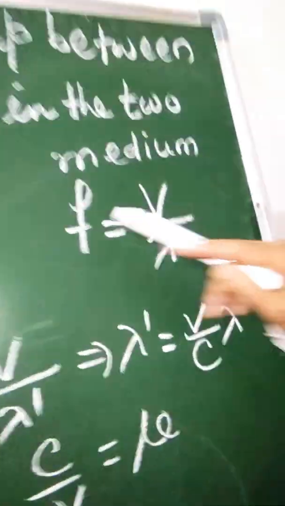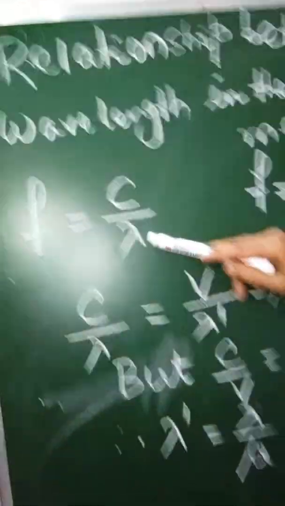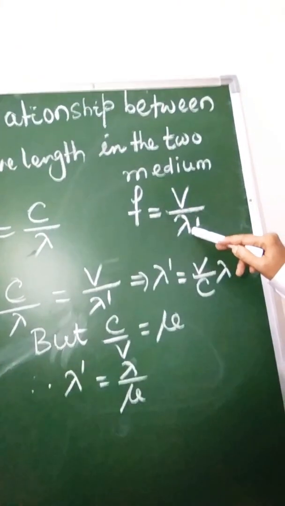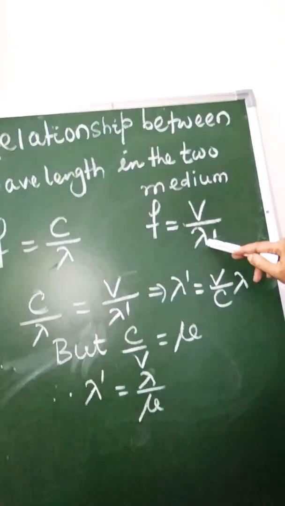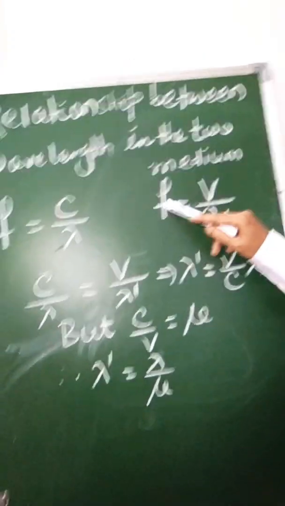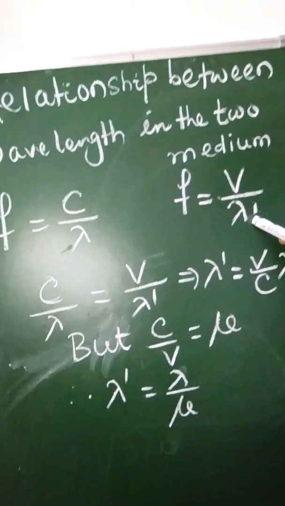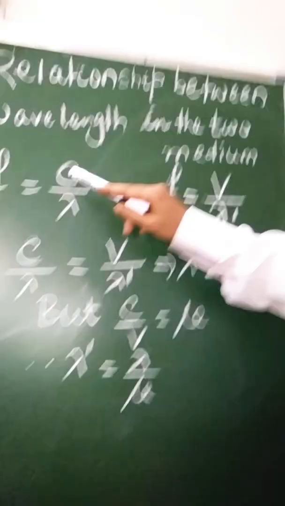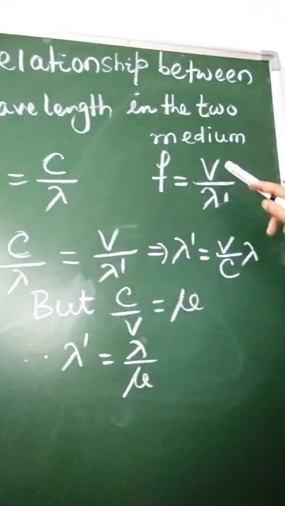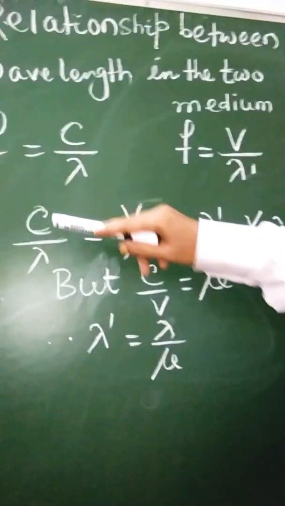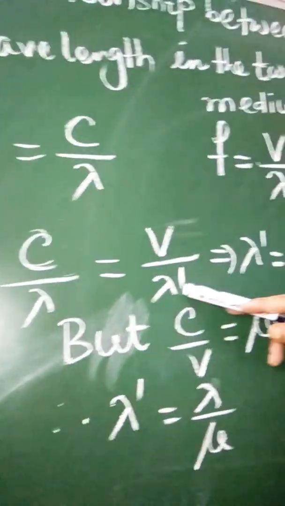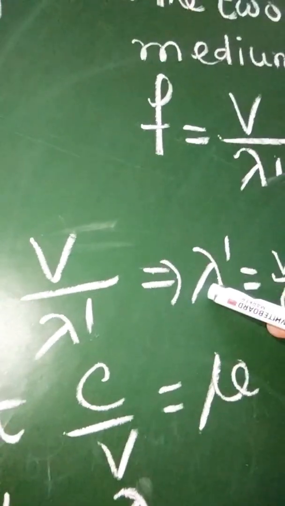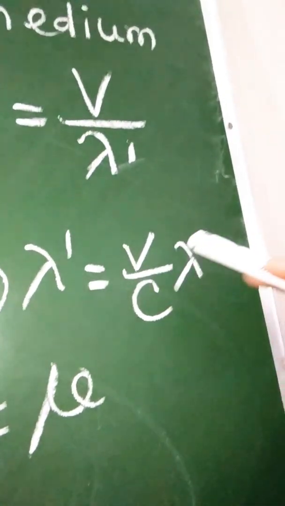Once again I am saying, lambda is the wavelength of light in air. Here lambda dash is the wavelength of light in the given medium through which light passes from air. So f is equal to v by lambda dash. Since frequency remains the same, we can say c by lambda is equal to v by lambda dash. Look here, c by lambda is equal to v by lambda dash. If we make lambda dash the subject, lambda dash is equal to v by c into lambda.